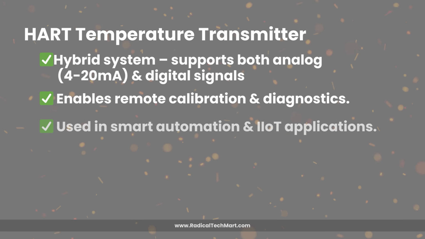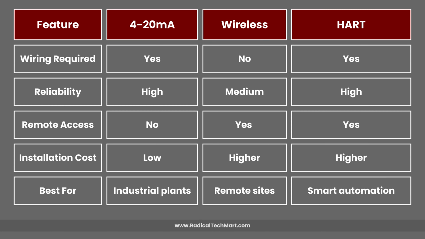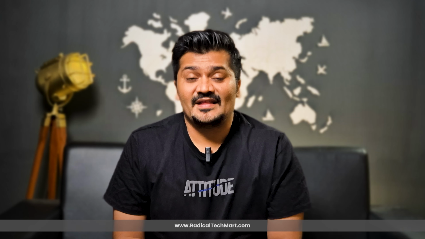Now, let's compare all three temperature transmitters. You can check their differences in the table right now. So, if you need reliable wired transmission, go for 4 to 20 milliampere. For remote monitoring, choose wireless. And if you want digital diagnostics and smart automation, then go for HART. This is the best way to choose among temperature transmitters.